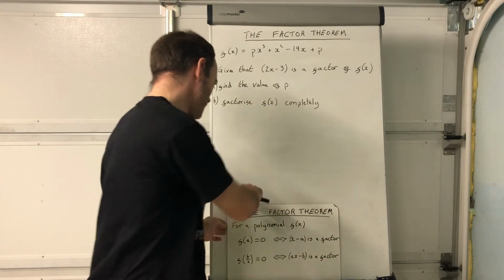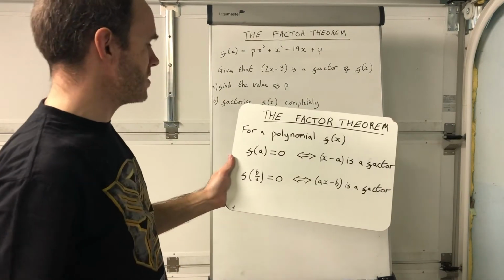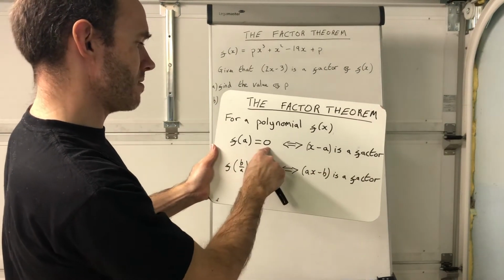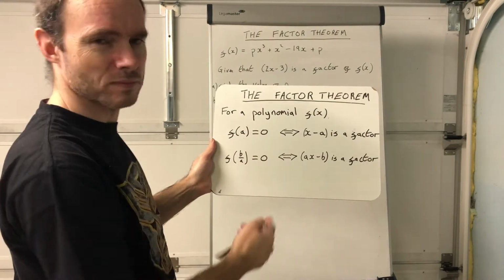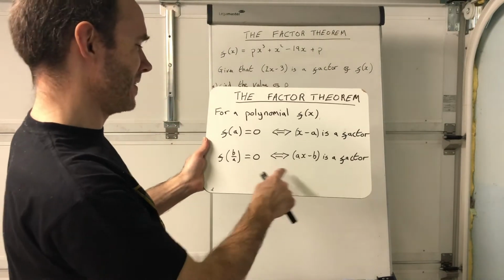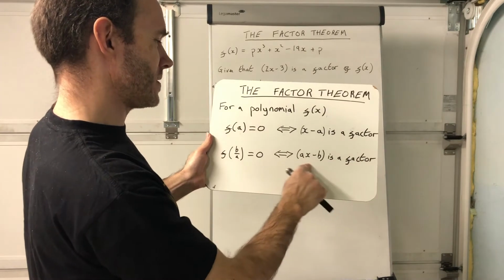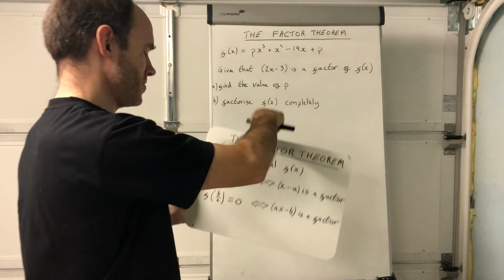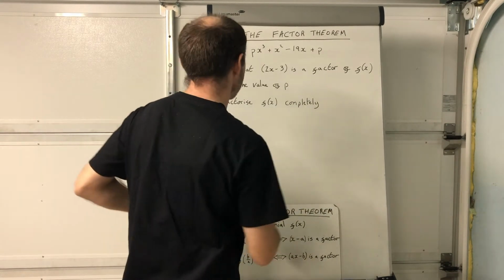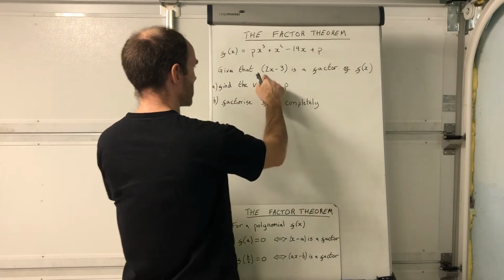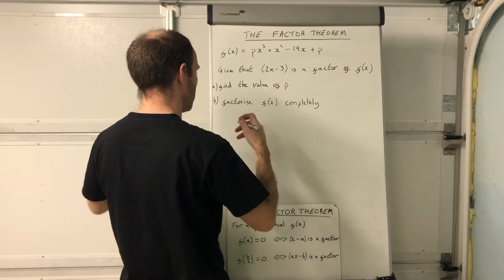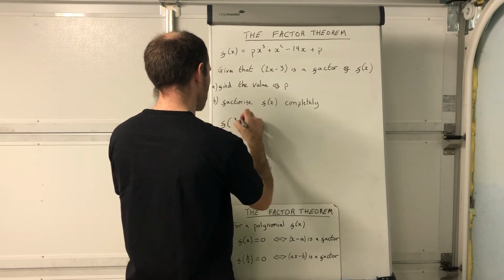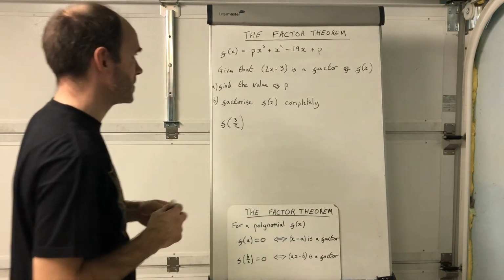So again, this is using the factor theorem. That is, x minus a is a factor, f of a equals 0. But in this video we're going to be using this: ax minus b is a factor, so f of b over a equals 0. So what that means is that 2x minus 3 is a factor. That means we want f of 3 over 2 is equal to 0.